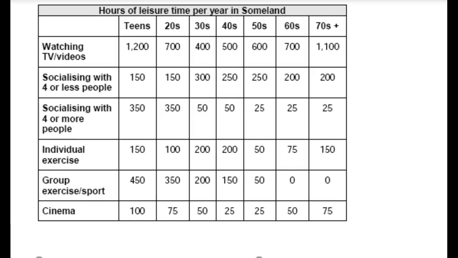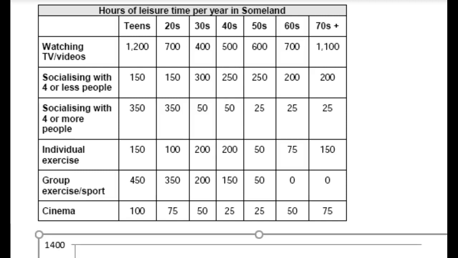Assuming that we've talked about TV, videos and cinema, I would then describe the exercise preferences. Okay, so exercise is a very popular activity among various age groups. Group exercise fares the best for those who are in their teens at 450 hours per year. And then I would say that this figure declines considerably for each of the following age groups, with people in their 60s and 70s not participating in group exercise at all.